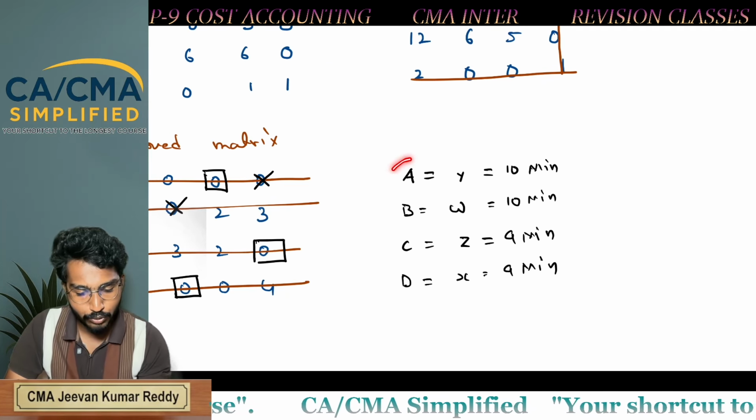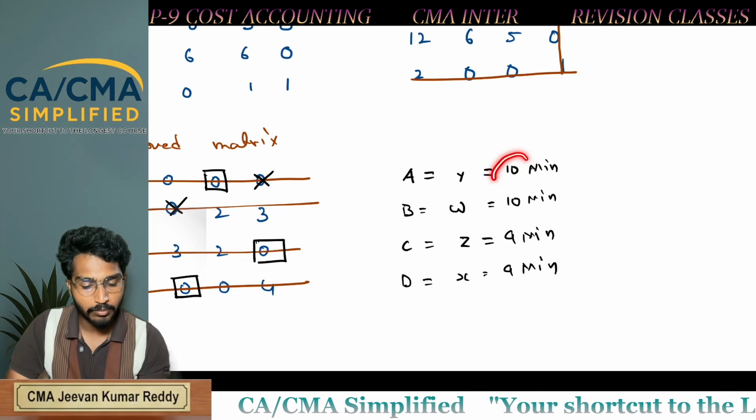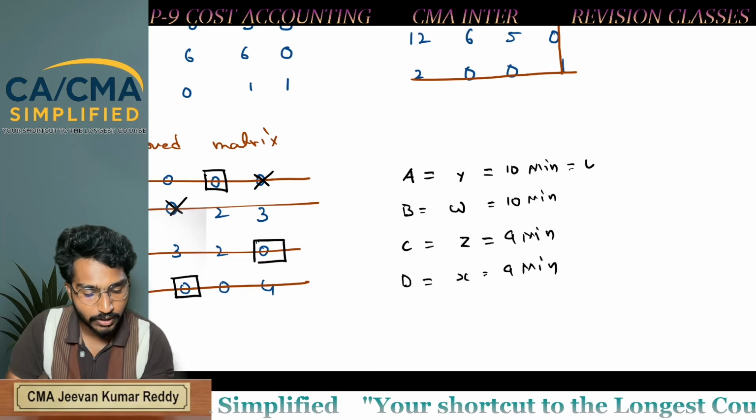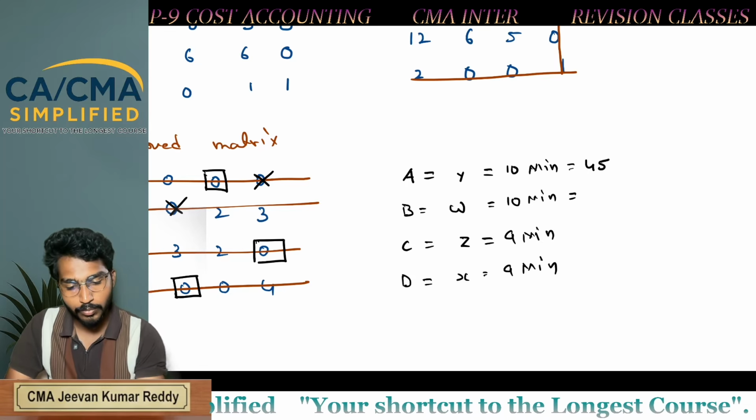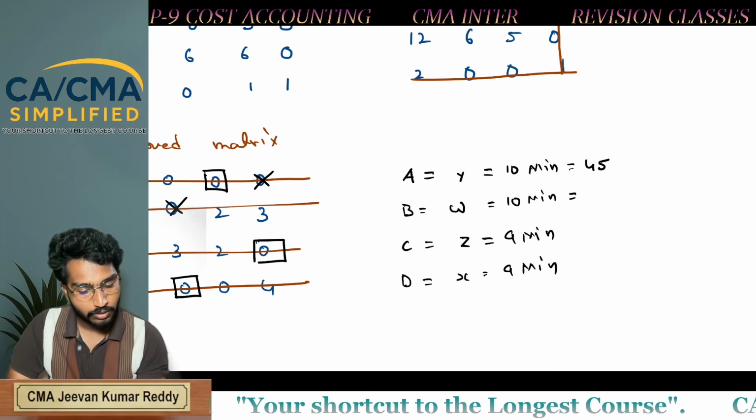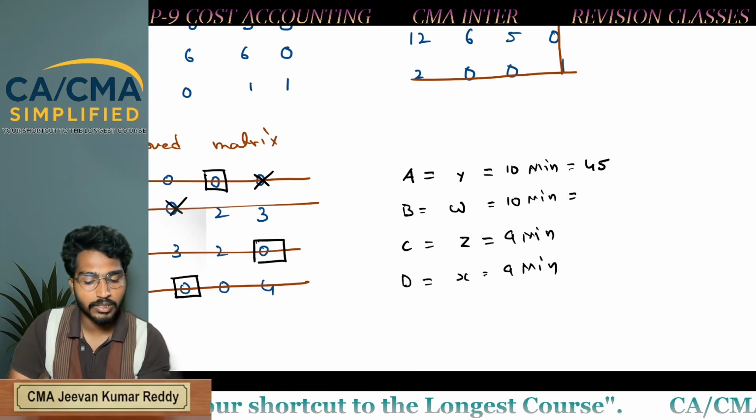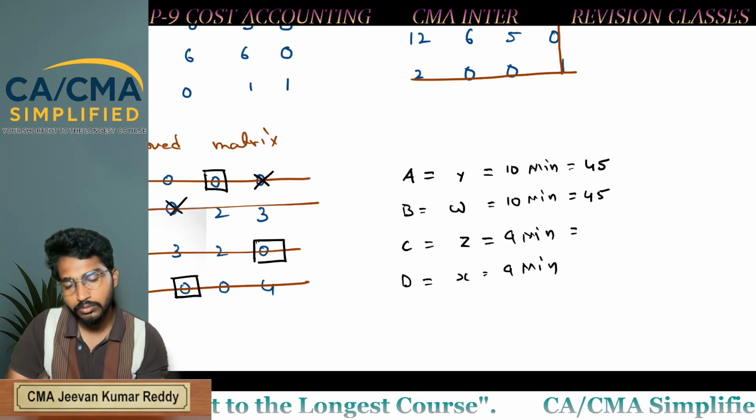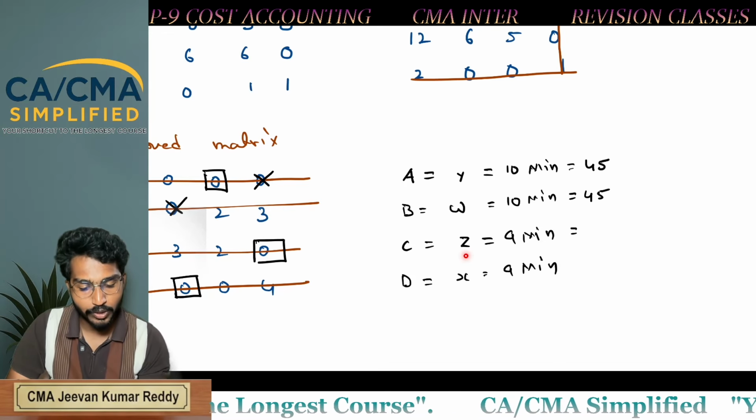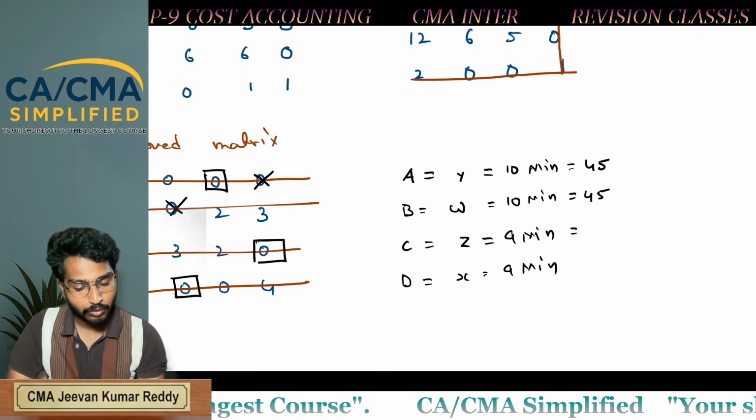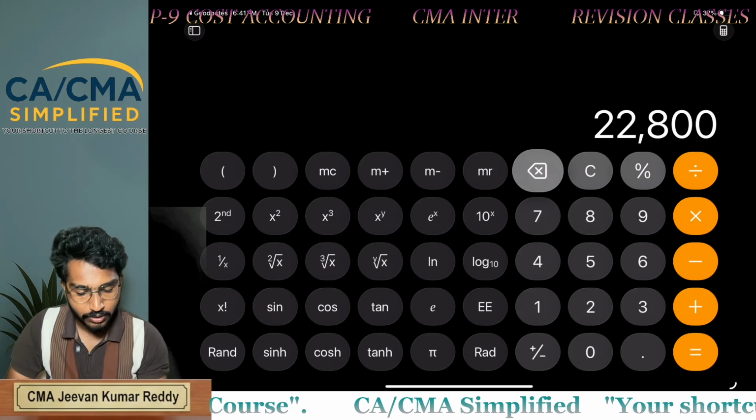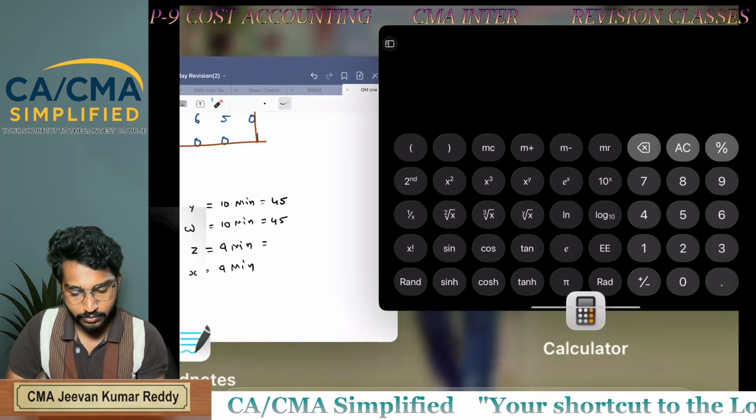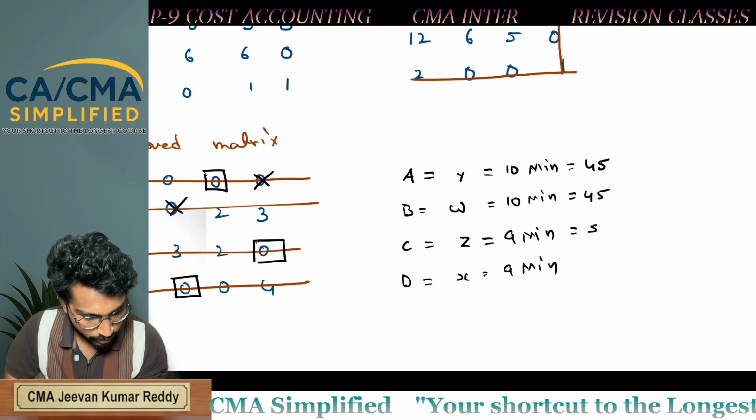So that means if A produces product Y in 10 minutes, in 450 minutes how many products will he produce? That is 45. If B produces W in how many minutes? 10 minutes. We have 450 minutes. He will also produce 45. Now, if C produces Z product in 9 minutes, how many total products will he produce in 450 minutes? 450 divided by 9, that is 50.